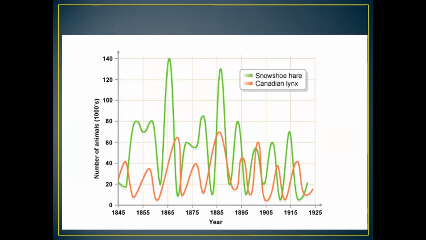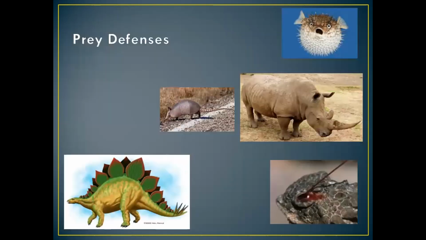And notice, look right here. Prey goes up, predators went up. What happened to the prey as the predators are increasing at that same time? They're going down.